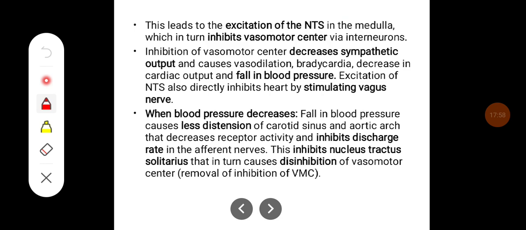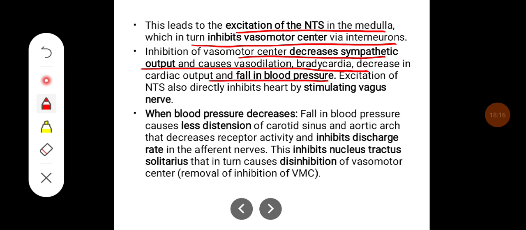This leads to the excitation of NTS in the medulla, which in turn inhibits the vasomotor center via interneurons. Inhibition of the vasomotor center decreases the sympathetic output, causes vasodilatation, bradycardia, and decrease in cardiac output and fall in blood pressure. Excitation of NTS also directly inhibits the heart by stimulating the vagus nerve.